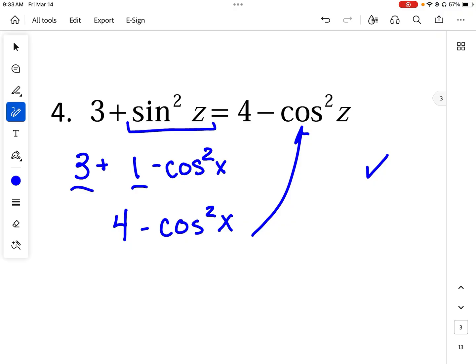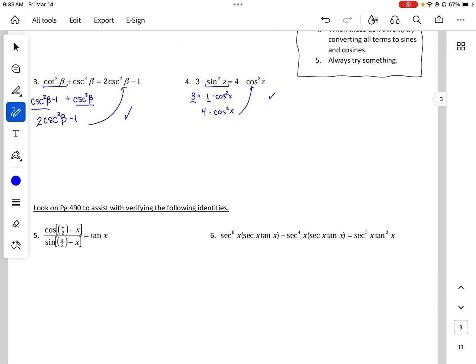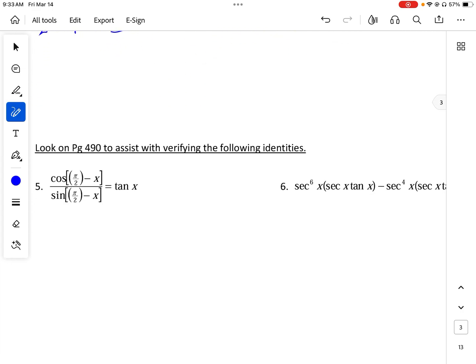Okay, so the reason I get rid of the parentheses is because we're adding or subtracting. If we were multiplying, we couldn't just do that. We'd have to distribute, but we are adding and subtracting here. Okay, let's look at the last 2. It says look on page 490. We're not. We're going to look at the formula chart, at all of our identities.